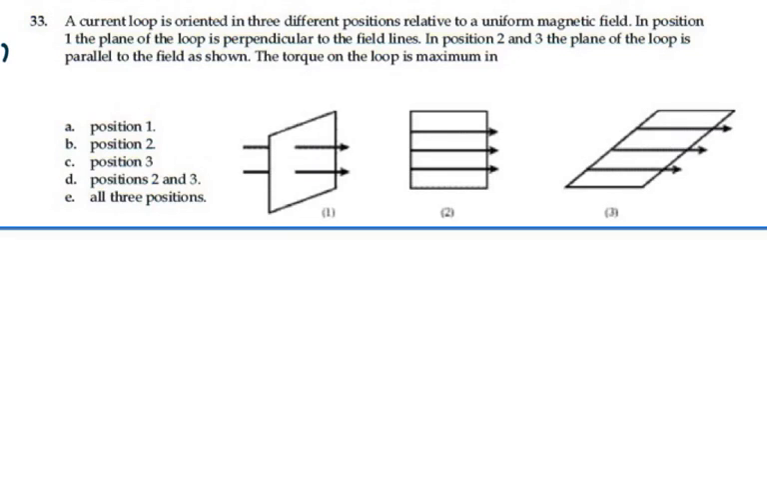Here's problem 2933. A current loop is oriented in three different positions relative to a uniform magnetic field. In position 1, the plane of the loop is perpendicular to the field lines. In positions 2 and 3, the plane of the loop is parallel to the field as shown. The torque on the loop is maximum in which configuration?